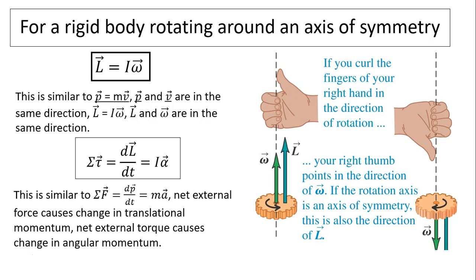So we know that net torque produces changing angular momentum. That's for a particle, and this is also true for a rigid body rotating around an axis. So net torque equals dL over dt. This is similar to F equals dp over dt. Net external force equals change in translational momentum, and net external torque equals change in angular momentum. So if you apply a force that produces a torque, angular momentum will change. That means omega can either increase or decrease, so L can increase or decrease.